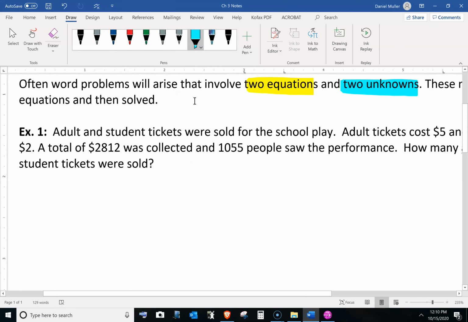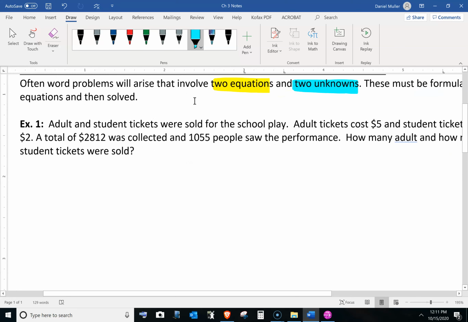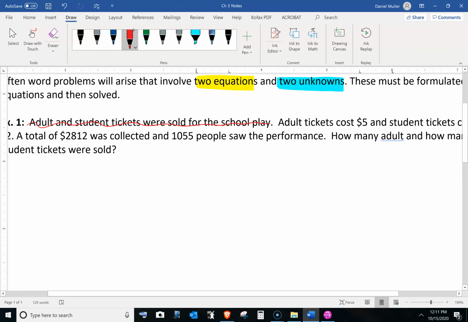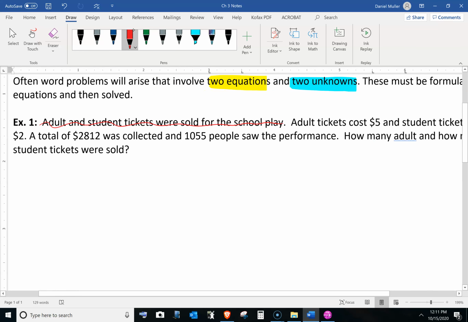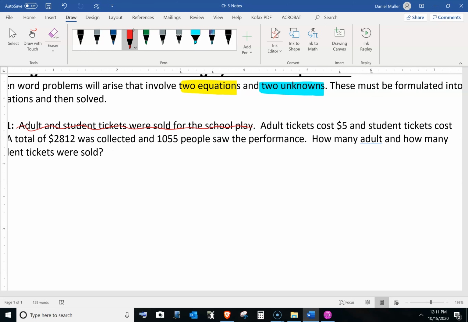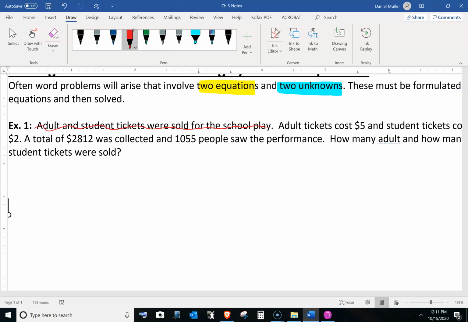Okay, so let's take a look at the first one here. Adult and student tickets were sold for a school play. Okay, that's interesting, but literally tells me nothing that I need to know. Adult tickets cost $5. Okay, that's useful. Student tickets cost $2. Nice. A total of 2,812 was collected, and a total of 1,055 people saw the play. How many adults and how many tickets were sold?